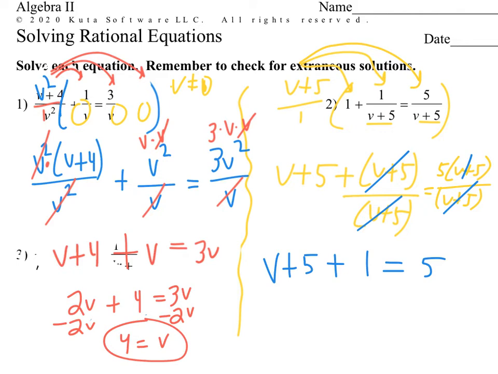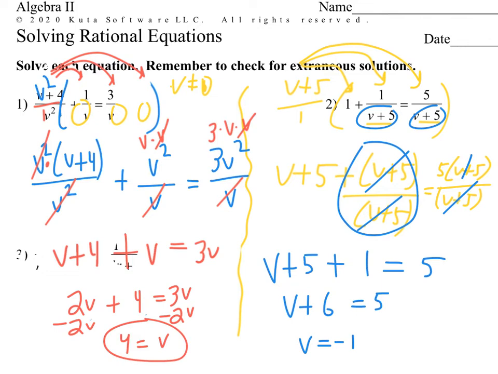Okay, so I saw a couple people who had asked questions they missed. They just canceled this out, and they didn't put the 1 in its place, and they just said v plus 5 equals 5. But it really needs to be v plus 6 equals 5. So when we subtract 6 from both sides, we get our answer of -1, and that works because the only restriction would be that v cannot be -5. Okay, so -1 is totally good.